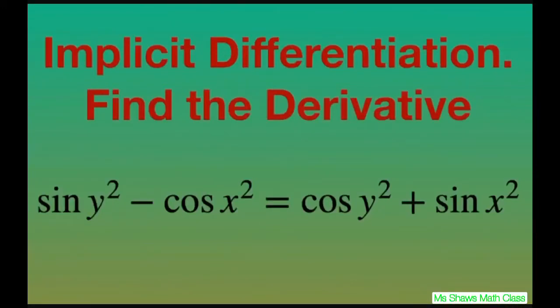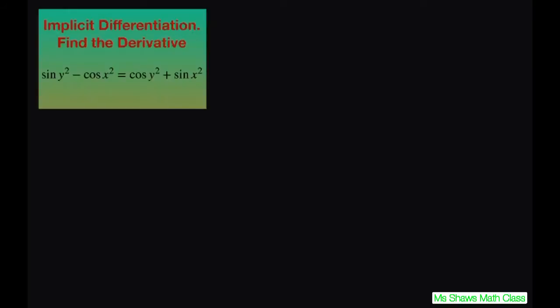Everyone. We're going to use implicit differentiation to find the derivative of sine y squared minus cosine x squared equals cosine y squared plus sine x squared. All right, so basically we're going to use implicit differentiation because we have different variables here. So we're going to differentiate with respect to x. And that means if you just take each of these pieces and take the derivative.